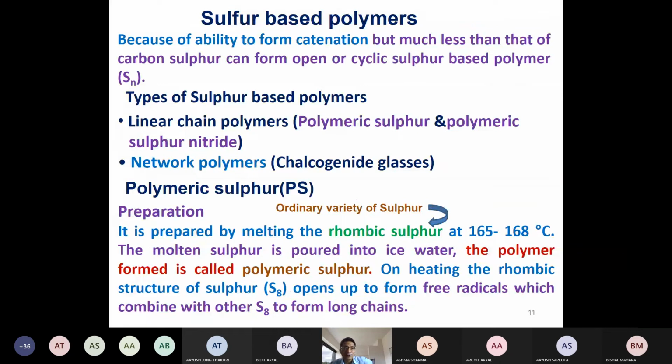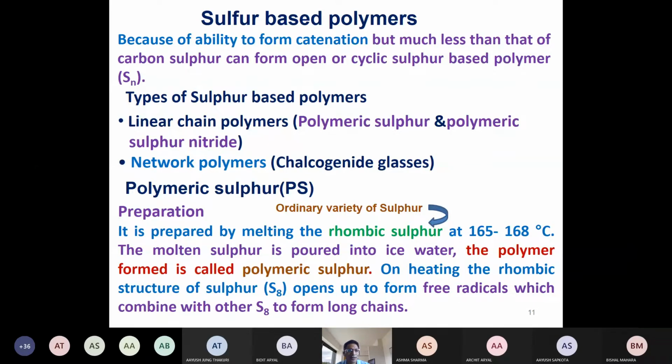Sulfur also undergoes catenation, but less than that of carbon. And when sulfur atoms are combined in long chain form, that will form polymer, and they are known as sulfur-based polymers. There are different types of sulfur-based polymer, and important ones are as follows. Number one, linear chain polymer, that includes polymeric sulfur and polymeric sulfur nitride.